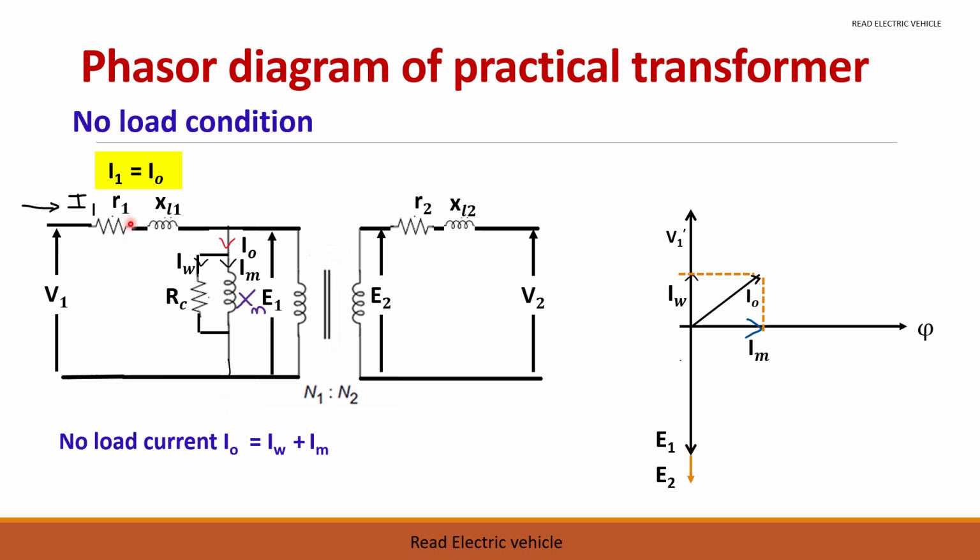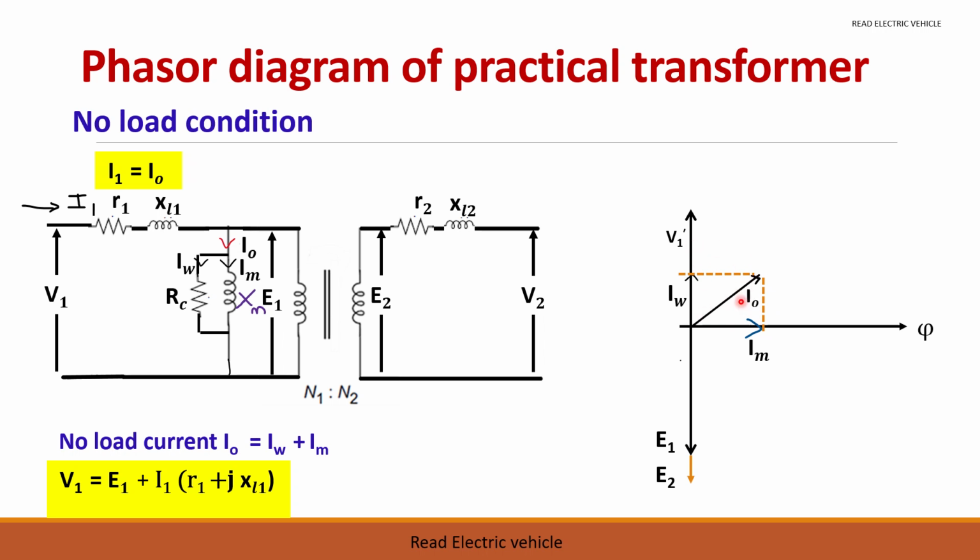Now let us consider the drop across this impedance also, that is R1 plus jXL1 will create some, though it is a very small drop, this V1 and the voltage at this point is not going to be same. So V1 is given by E1 plus I1 into R1 plus jXL1. It means that I1 R1, this drop will be along the I1 line, and this is an inductive reactance component. So this I1 XL1 should be at 90 degree to this I1 R1. So let us include that.